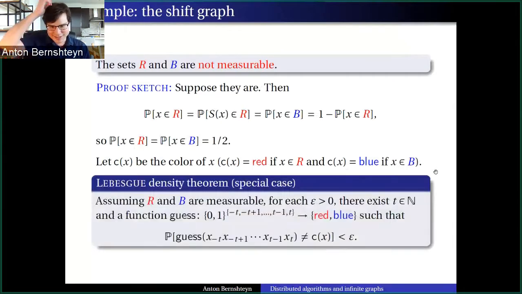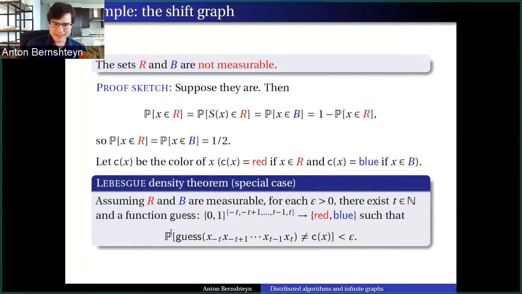And I'm going to use this fact from measure theory called the Lebesgue density theorem. This is a general fact about arbitrary measure spaces, but we only need a special case here for our particular situation, and this becomes a particularly nice statement. It says that for measurable sets, you can answer the question of whether a random point belongs to a given measurable set with a fairly high degree of confidence by only looking at a finite amount of information about that vertex.